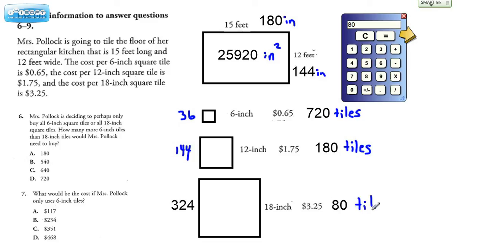All right, so now let's look at the questions, now that we have some information. Number 6 wants to know how many more 6-inch tiles than 18-inch tiles would Mrs. Pollock need to buy. So you're just going to subtract these two numbers. You're going to take this and this and subtract them, and you'll have the answer to number 6.